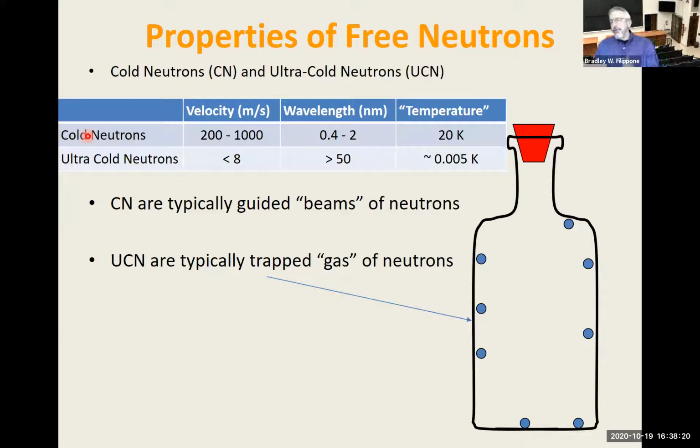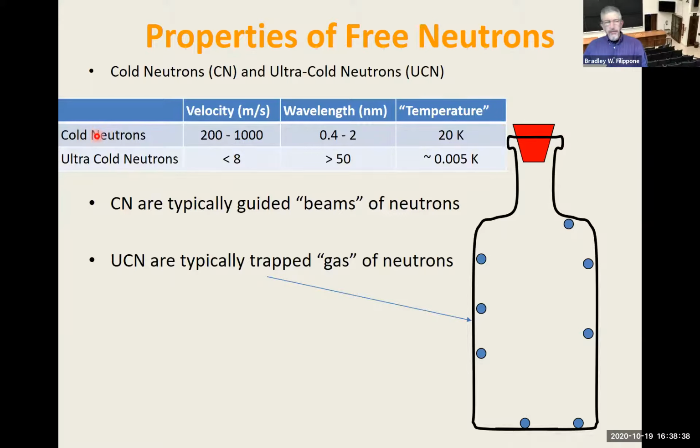However, if you have neutrons in thermal equilibrium, you have a Maxwell-Boltzmann distribution, and so there's a whole range of temperatures, and so you can pick out the slow ones and the really slow ones if you want. Okay, so let's characterize the kinds of experiments.